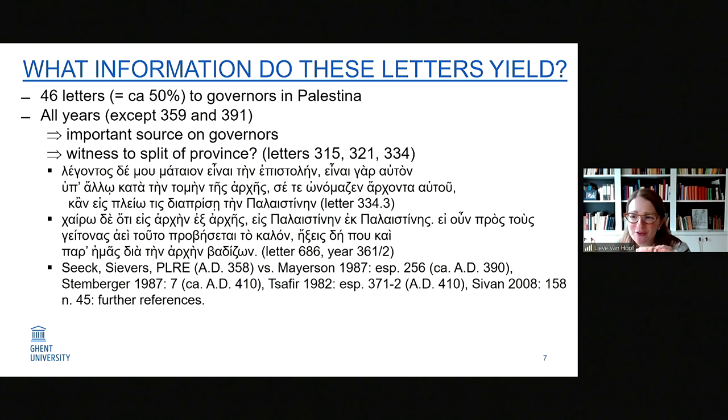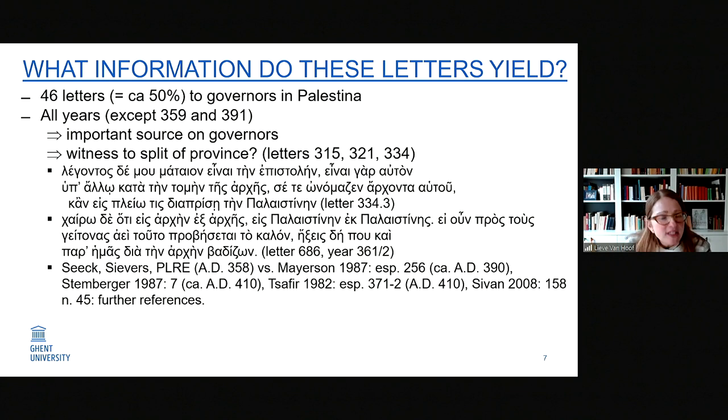And that means, of course, that Libanius is one of our most important sources on governors of Palestina. He is, as a matter of fact, one of the sources for 16 out of the 27 known governors in the PLRE for Palestina. So he's really important in that respect.